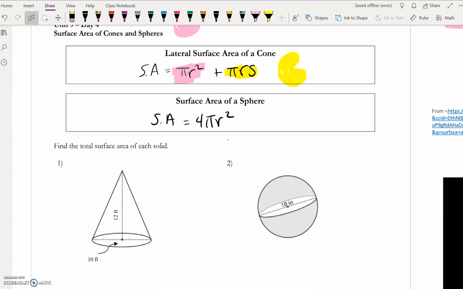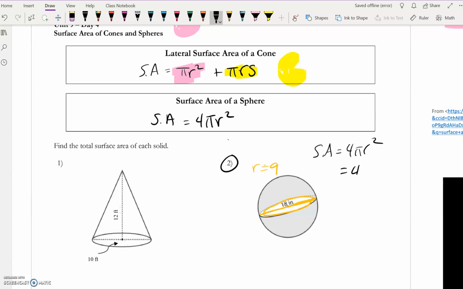So let's look at some examples. Number 1 and 2 are just a couple straightforward examples. I'm going to first start with number 2, because I think the surface area of a sphere is a lot easier to start with. So remember, it's 4 pi r squared. My radius here, I want just halfway across the sphere, or you could think of it as the circle that's here in the middle. So my diameter is 18, so my radius is half of that, or 9.